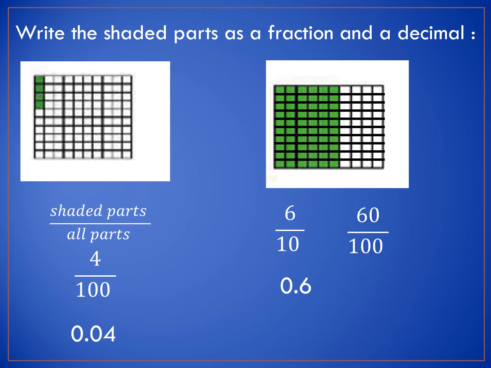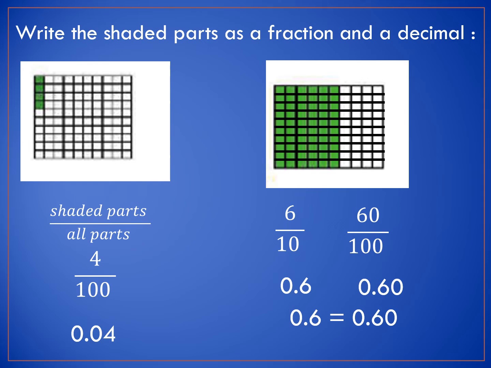I want you to know that I didn't shade any more parts here, guys. So the same shaded parts will be 60 over 100, which will be written as a decimal as exactly 0.60. And I want you to know that 0.6 and 0.60 represent the same shaded parts, because I didn't shade anything more. So 0.6 equals 0.60 because both numbers represent the same shaded parts.